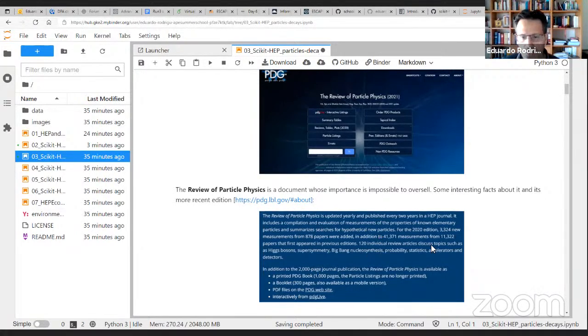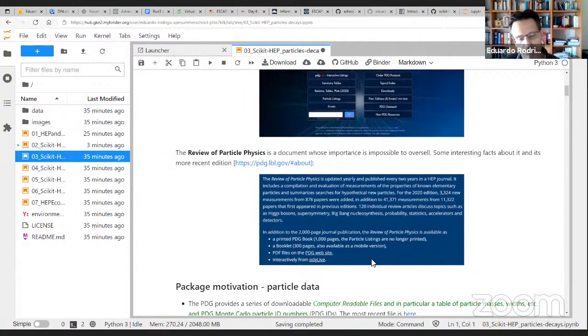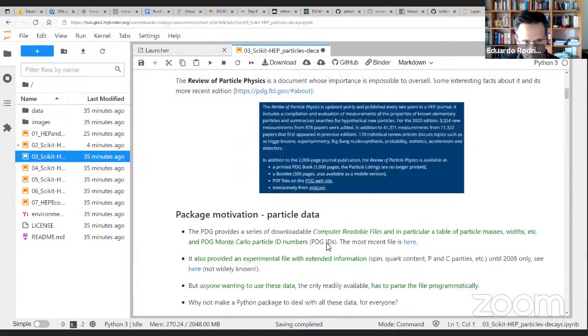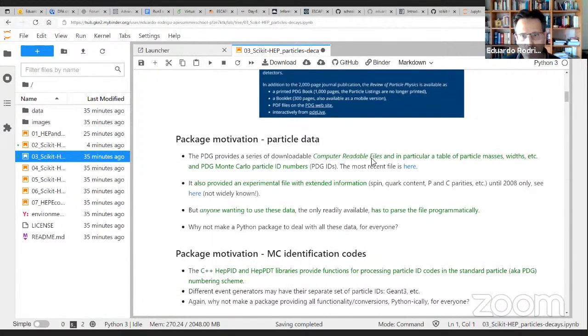And you can see it's huge. For example, the 2020 edition had over 3,000 new measurements, so it gives you the scale of the book, quote unquote, the book. And one of the things that is directly of concern to us here is that it also provides, as part of its information, a set of downloadable files with particle data. So those are computer readable by definition. In fact, if you look at the format, funny enough, because of the old times, this is legacy, they are in a format that is friendly for Fortran, so not quite what you would use nowadays.